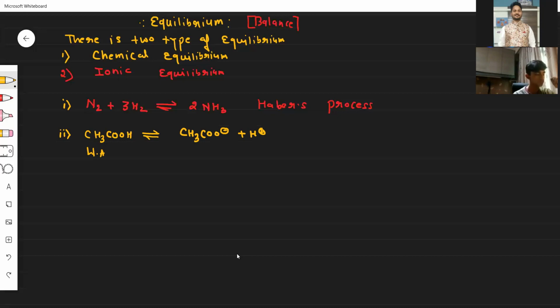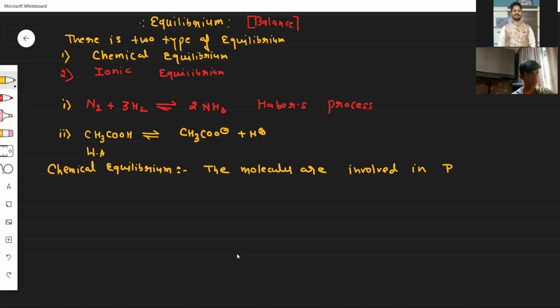So when I say chemical equilibrium, in the case of chemical equilibrium you will find that molecules are involved during the reaction. The molecules are involved in the reaction. Such kind of equilibrium is called a chemical equilibrium.